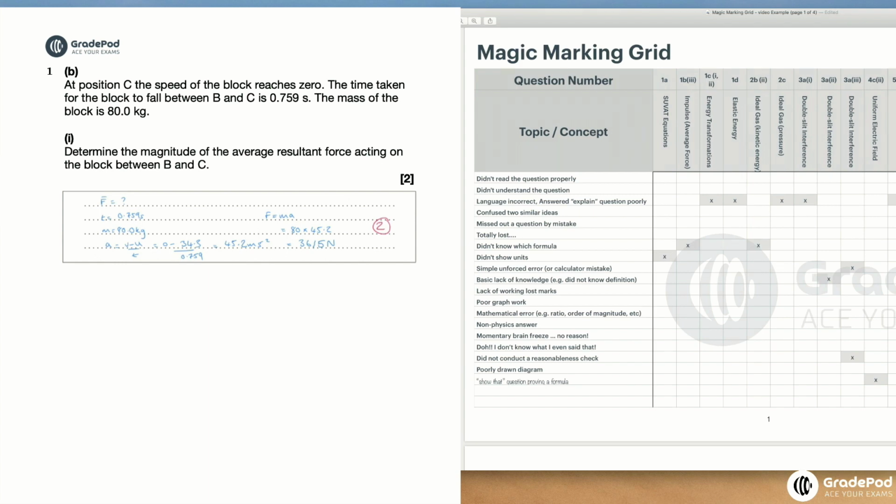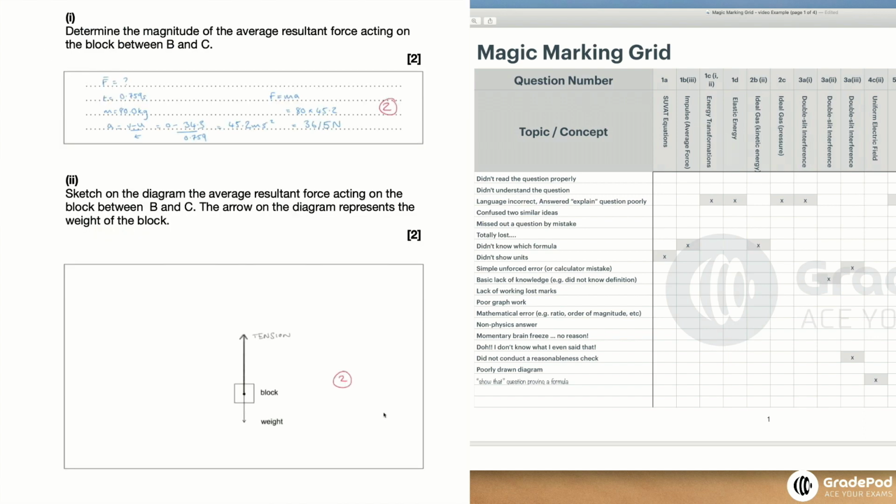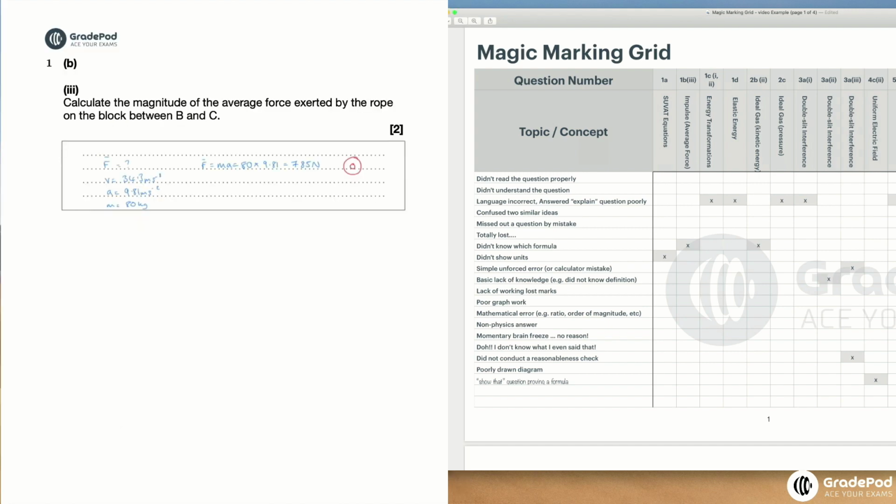I got full marks for that. So I don't need to worry myself. Question 1B2, I've drawn a lovely free body diagram there. I've used a ruler, I've used pencil. I've got full marks. So I don't need to analyse any mistakes there. That's fine. 1B3. Uh-oh, that was two marks.